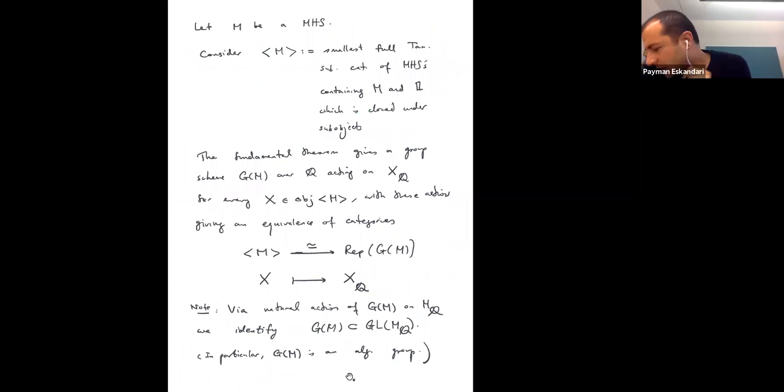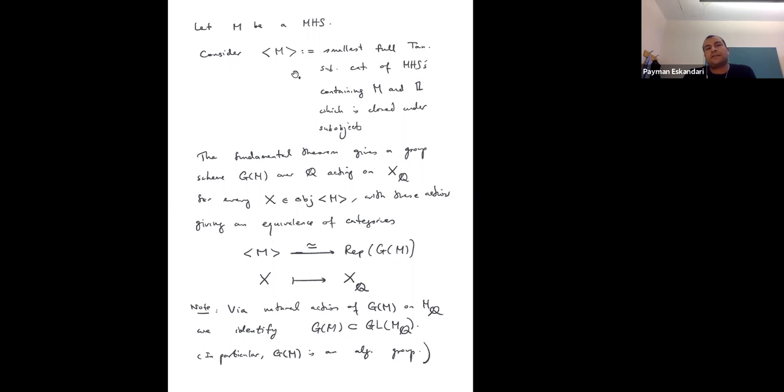So going back to the category of mixed Hodge structures and Mumford-Tate groups. Suppose M is a mixed Hodge structure. Let's look at the Tannakian category generated by M. This is the smallest full Tannakian subcategory of the category of mixed Hodge structures that contains M, the unit object, and is closed under taking subobjects. Essentially, it's obtained by including M and the unit object, and then making it closed under direct sums, tensor products, duals, and subquotients.